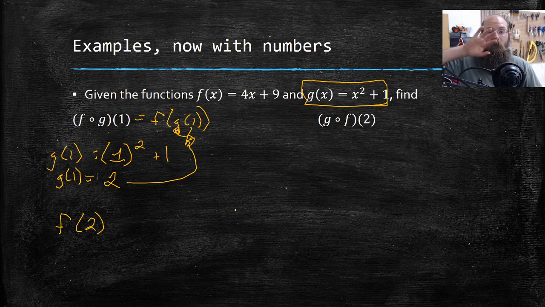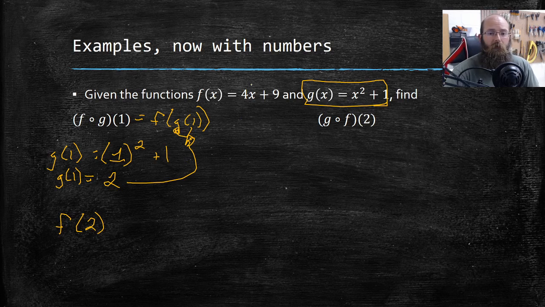So I start on the far right side, wherever that's at on the screen. Plug that into g. Once I simplify that, I plug all of that into f. Okay, so I keep working from my right towards my left. Plugged my 1 into g, found that answer. Took that answer, plugged that into f.